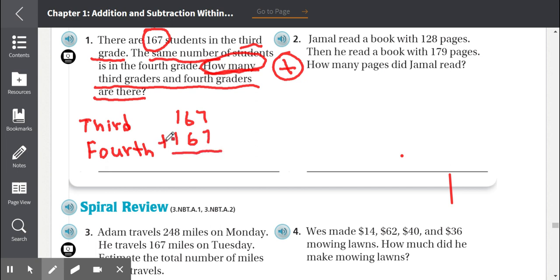So let's add. We start with the ones place. 7 plus 7 is 14. We carry our 1. 1 plus 6 is 7. 7 plus 6 is 13. We added the tens place. Now let's carry our 1 to the hundred place. 1 plus 1 is 2. 2 plus 1 is 3. So 334 third and fourth grade students.